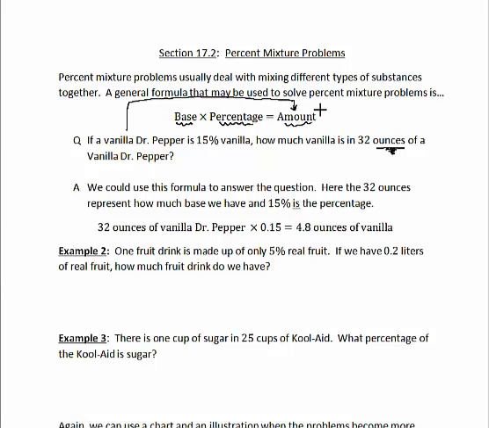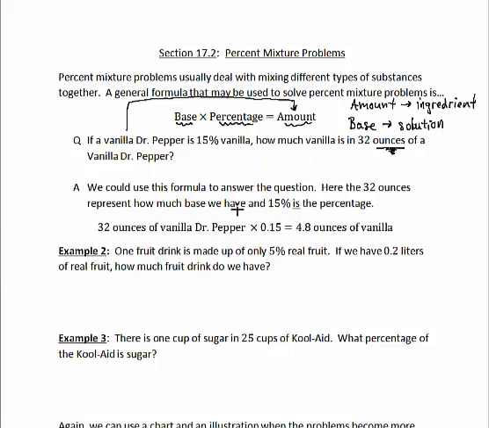The amount is going to be an ingredient. Not sure if I spelled that right, but it's going to be an ingredient in a solution. And so whenever you see the word solution, you should think the base.